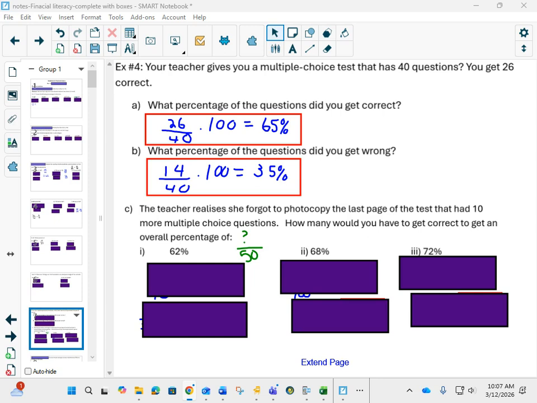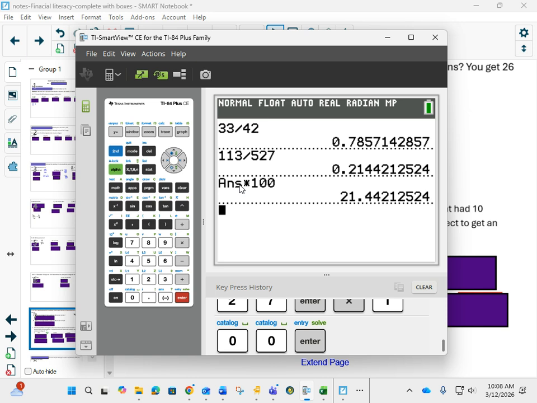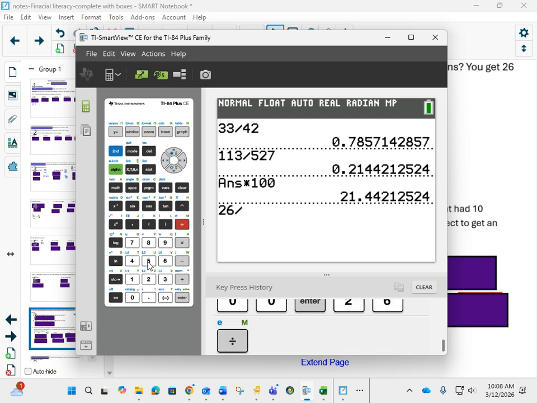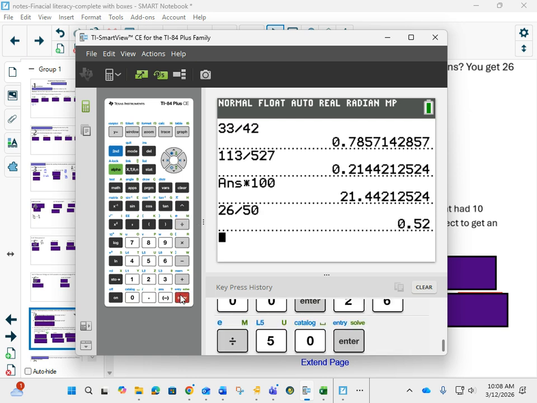So we need something to go on the top that makes 62%. The question was, how could we use our calculator? Well, eventually we're going to learn some algebra techniques to do this, but you could guess. If you had 26 out of 50, that's 52%. You want 62%. Does it make sense? You have to get more right. Give me a number bigger than 26.